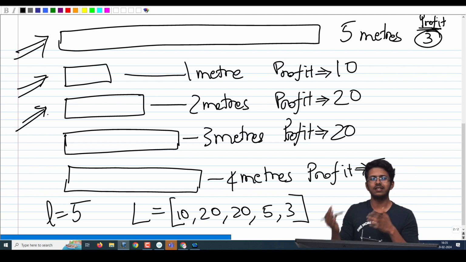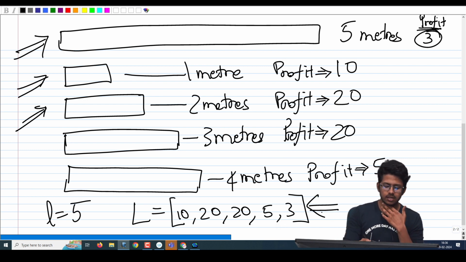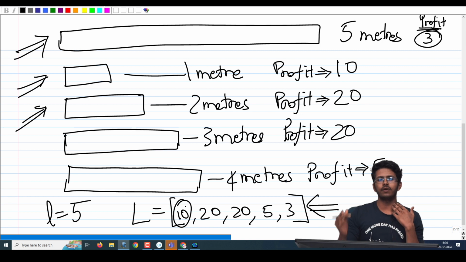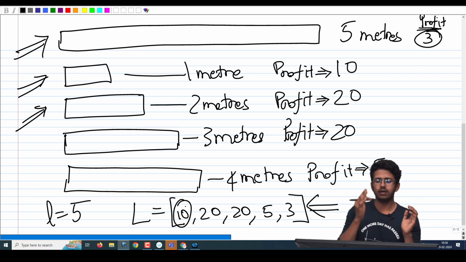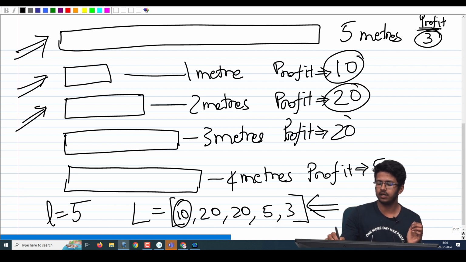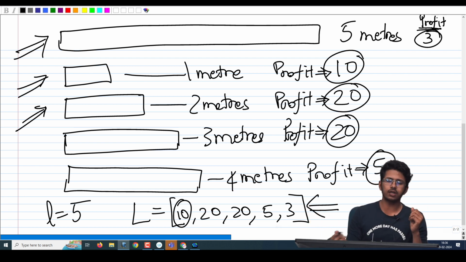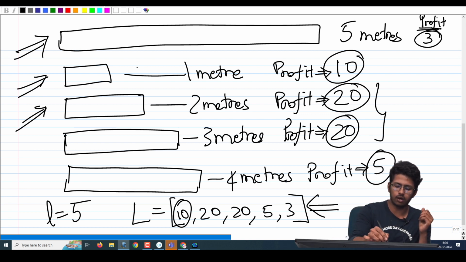I mean, we are not exactly splitting it up, we are just making a diagrammatic approach to this given input. So what this means to say is the first element corresponds to the profit when you sell the 5 meter rod in parts of 1 meter. So when you sell a 1 meter portion of the rod, you make a profit of 10. When you sell a 2 meter portion of the rod, you make a profit of 20. Similarly, 20 for 3 meters, 5 for 4 meters, and 3 for an entire length of 5 meters. So as we already discussed, you would combine these two, that is by making a cut of the rod over here.